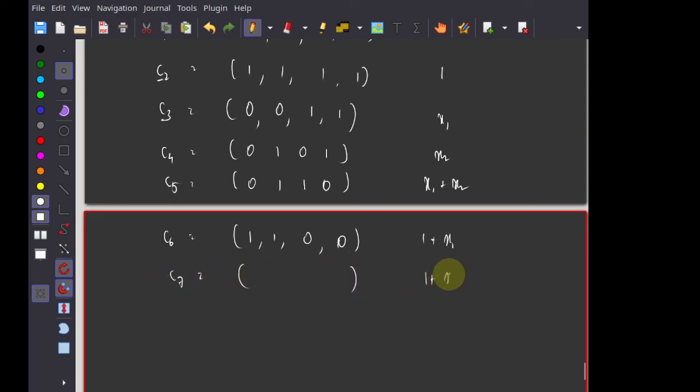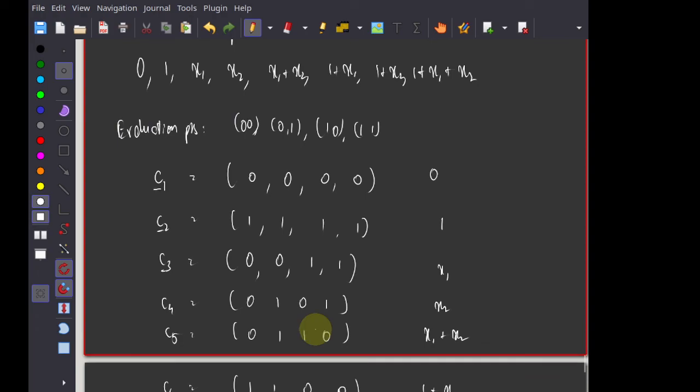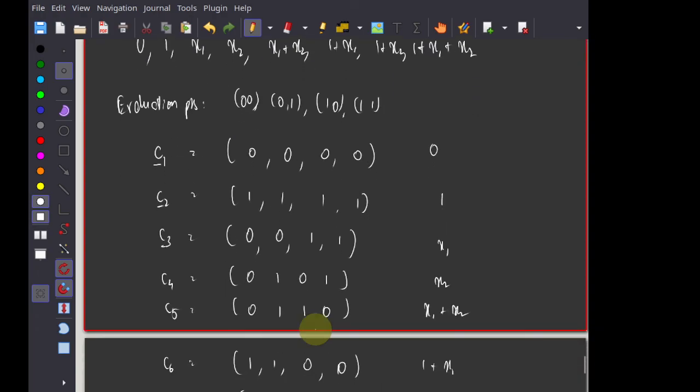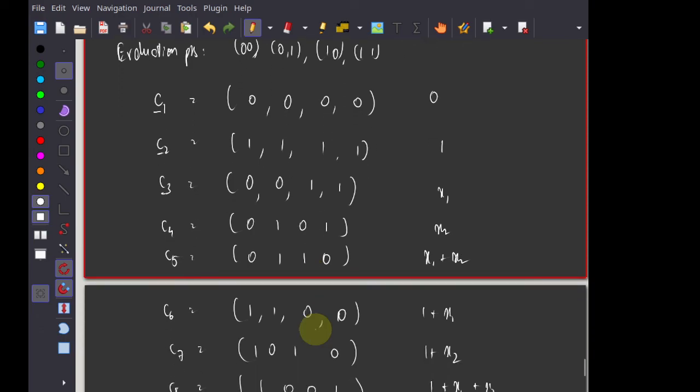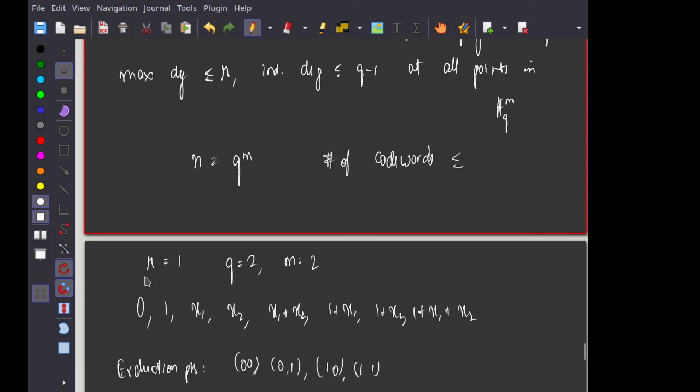Third is 1 plus 2. Last is 1 plus 2. Correct. So this is a construction of the Reed-Muller code of max degree 1, binary and two variables.